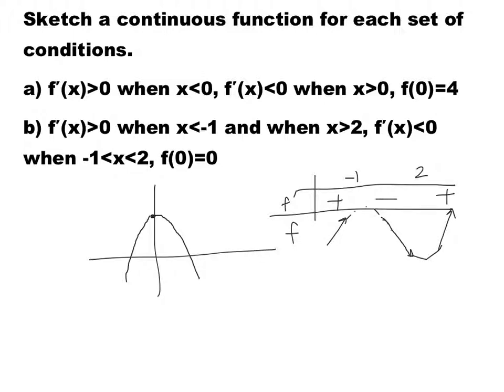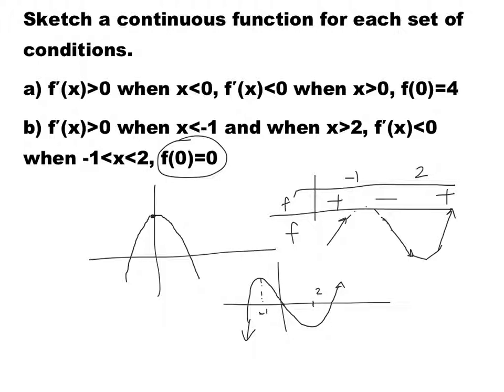The only thing which is going to constrain the graph is this point, which means that the function has to go through the point (0, 0). So the function is going to look like this. Now this point is -1 and this point is 2. You can see that when x is less than -1, the function is increasing here. Between these 2 points, the function is decreasing. It goes through the point (0, 0), and then greater than 2, the function is also increasing.